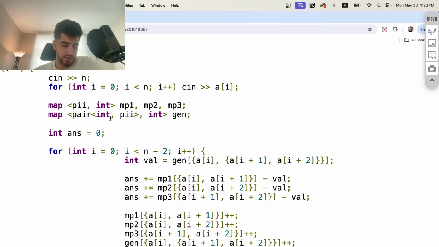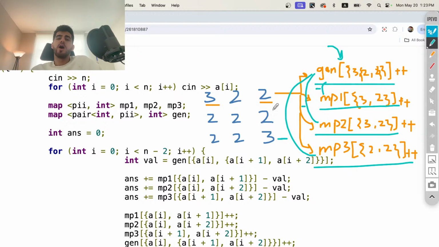Yeah, sure. I'll explain it again. All I'm doing is, for each triple, I save how many times I have that triple in one map, gen. So as you see, when I see AI, AI plus 1, AI plus 2, I say gen of AI, AI plus 1, AI plus 2 plus plus. It means that I saw this triple. So I save how many of each triple I have.